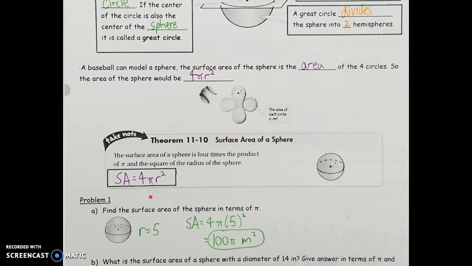It's our only variable. To find the surface area of the sphere in terms of pi, in this example, if I'm given a diameter of 10 meters, I just got to cut that in half first to find a radius of 5, and then just substitute that in. So 4 pi r squared would come out to 100 pi square meters.